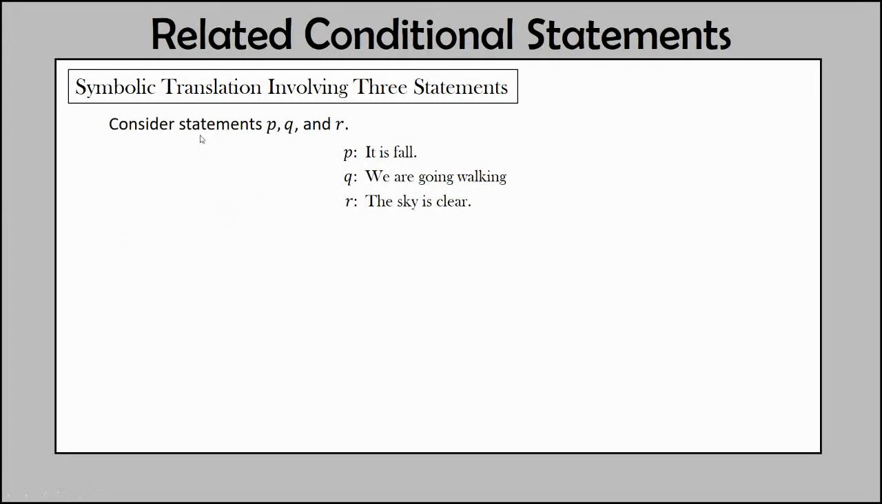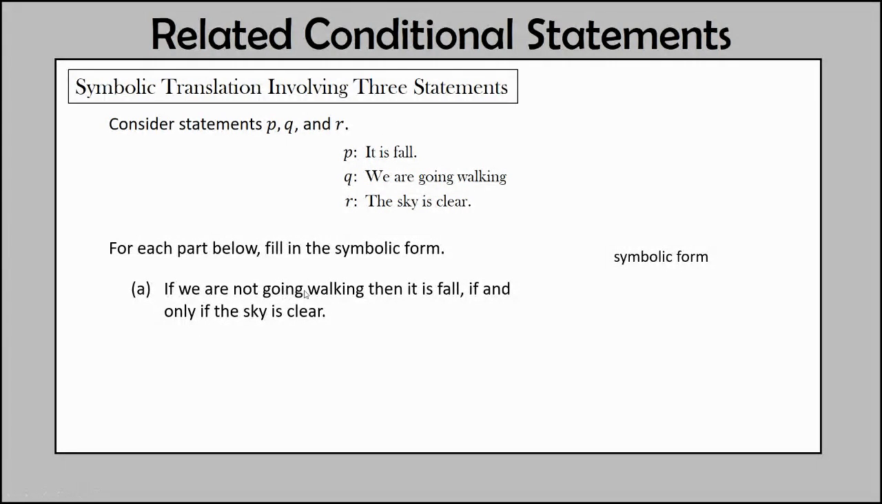I'll give you another one here. Same concept. Okay, if we are not going walking, then it is fall. So if-then is conditional, right? So that's going to be in grouping symbols, comma, if and only if the sky is clear. Okay, so if we are not walking, that's negation of Q, implies it's fall, P, in parentheses, if and only if the sky is clear, that's R. Okay, so you have to group it and make sure you're using all the correct symbols.